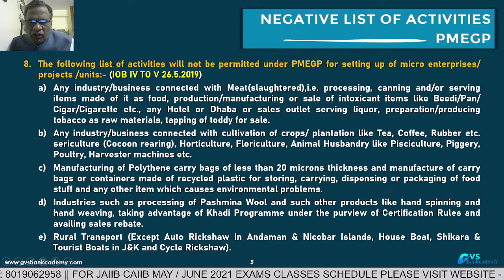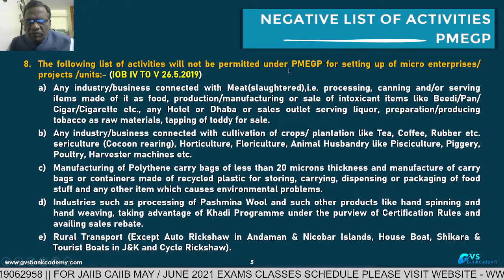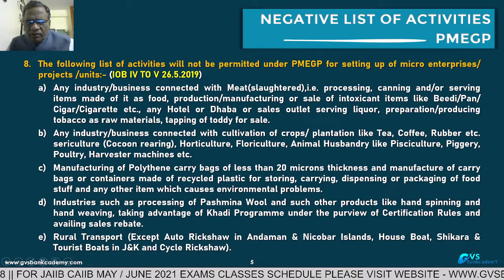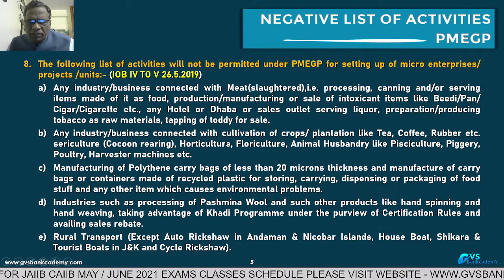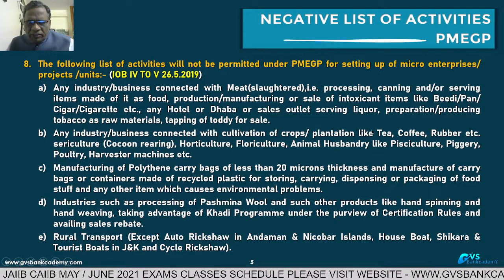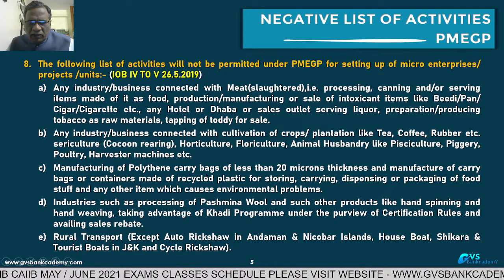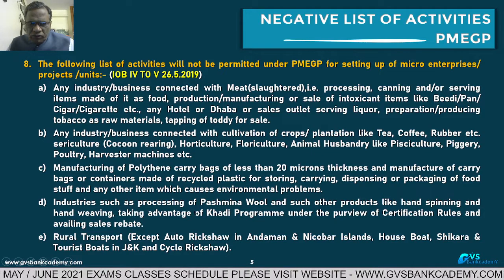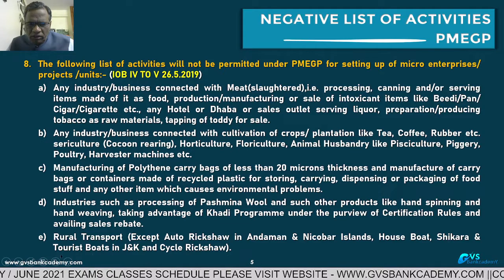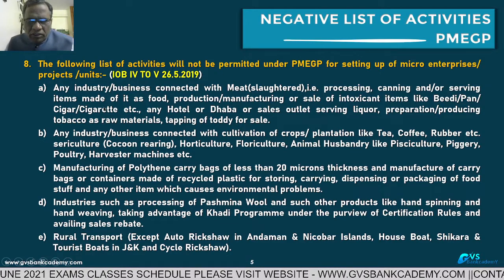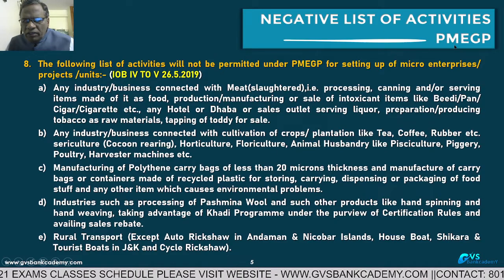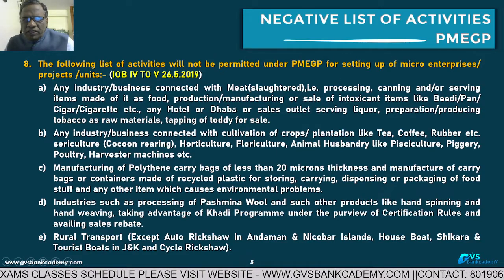So, the following activities will not be permitted under PMEGP: meat slaughtering, any industry or business connected with cultivation of crops and plantations, manufacturing of polythene carry bags less than 20 microns, industries related to processing of pashmina wool, and rural transportation. These units are not allowed to be financed under PMEGP. This is the second PMEGP topic, and it is over.